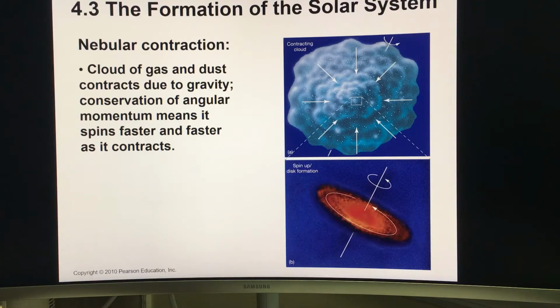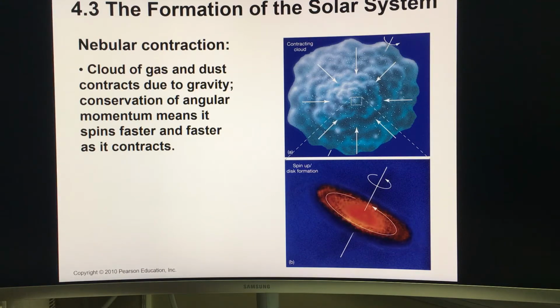The next important topic in this chapter is about the formation of the solar system. I already put a video titled How the Solar System Was Made through the lesson plan, so please watch it. Okay. The solar system is about 4.6 billion years old.